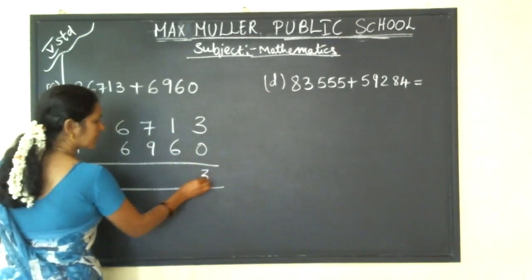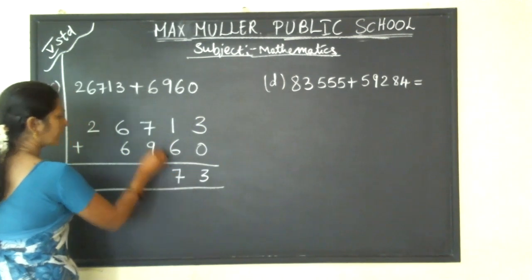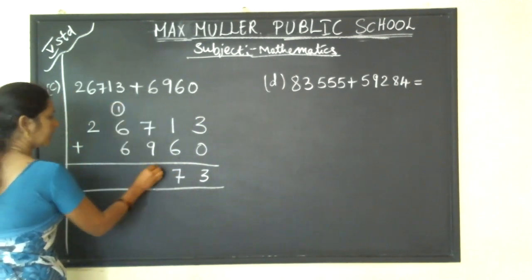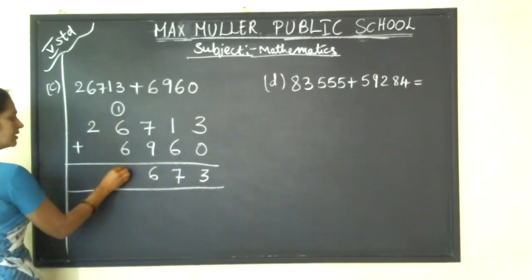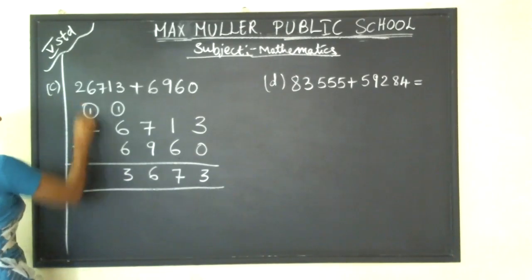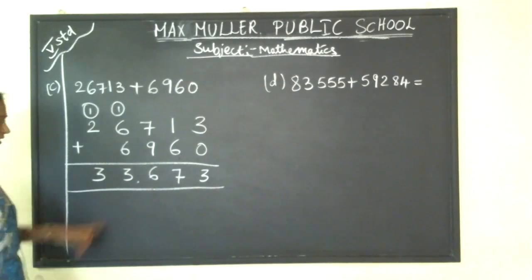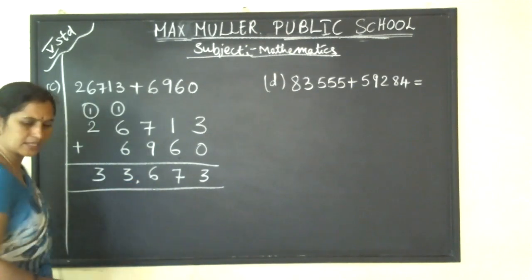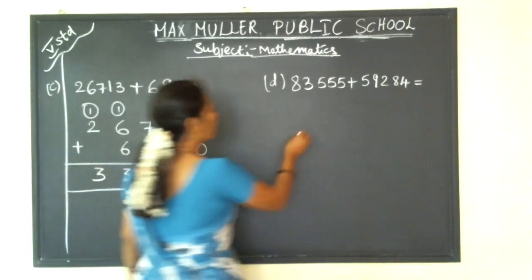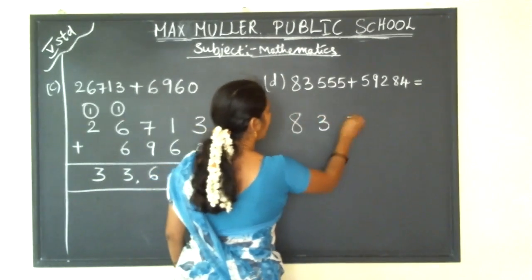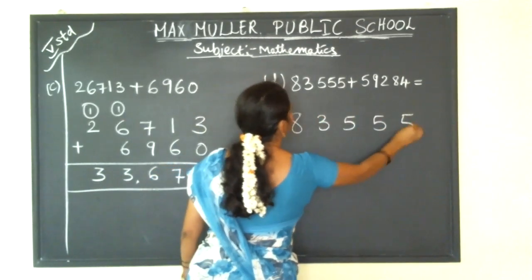So, 3 plus 0, 3. 1 plus 6, 7. 7 plus 9, 16. 1 plus 6, 7, 7 plus 6, 13, 1 plus 2, 3. So, answer is 33,673. So, one more, 8, 3, 5, 5, 5.